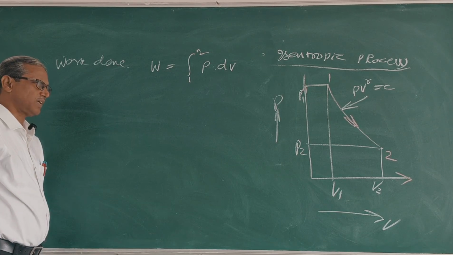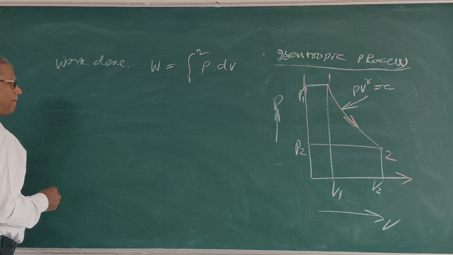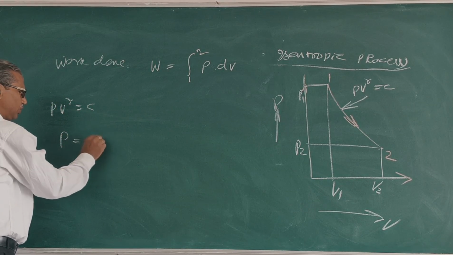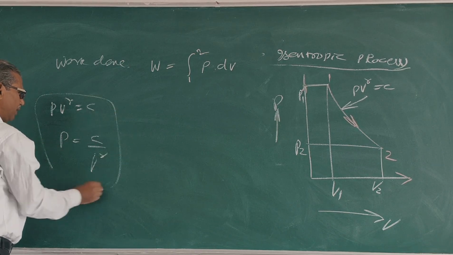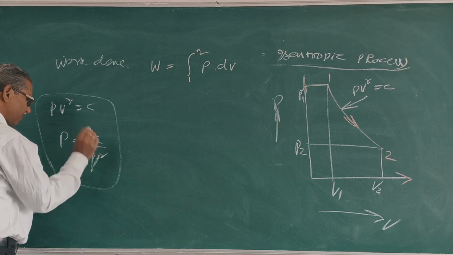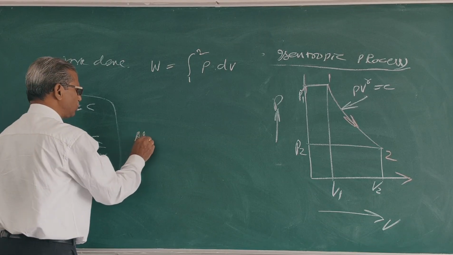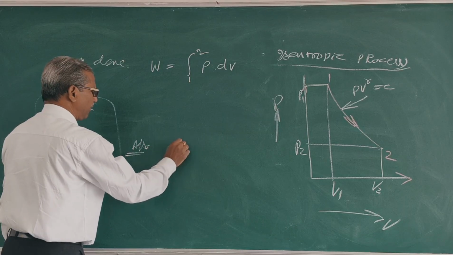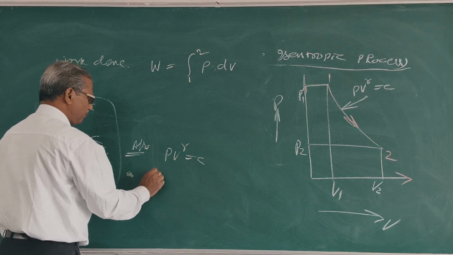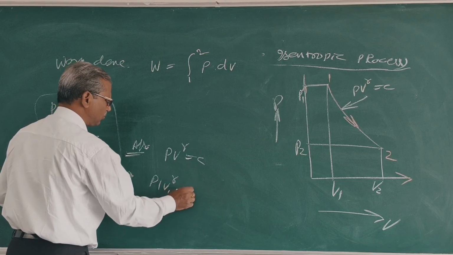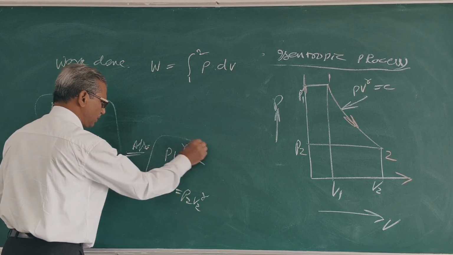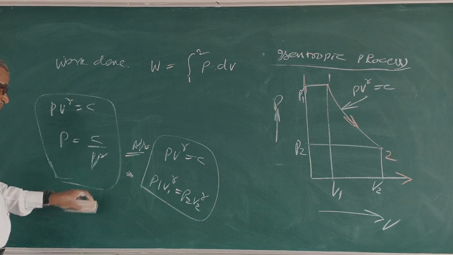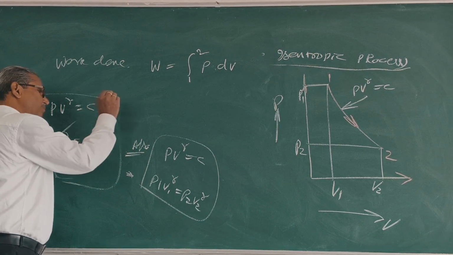Now what is P? We know P V to the power gamma is constant. So P is equal to C by V to the power of gamma. Also, P1 V1 to the gamma is equal to P2 V2 to the power of gamma. This can be put where required. If required, I can put all the values. Now put the value of P here.